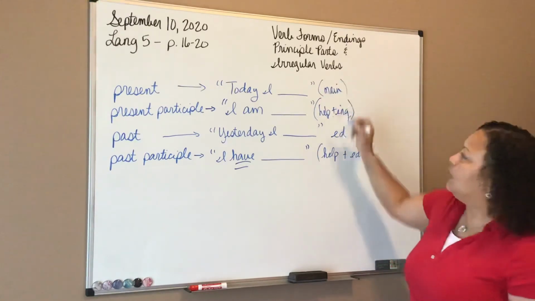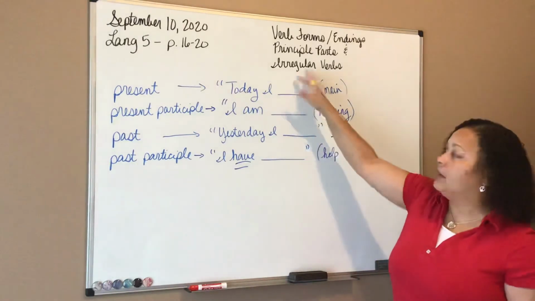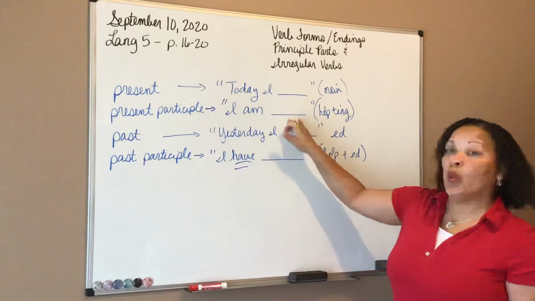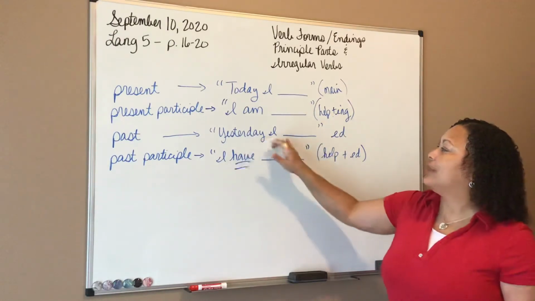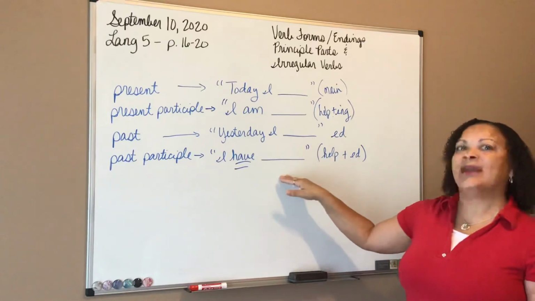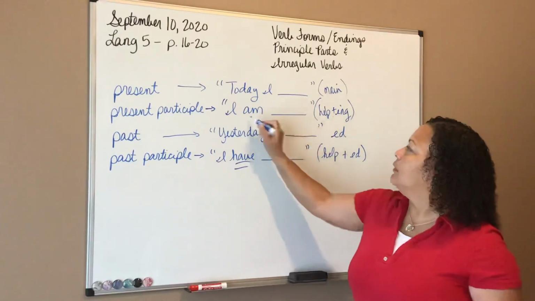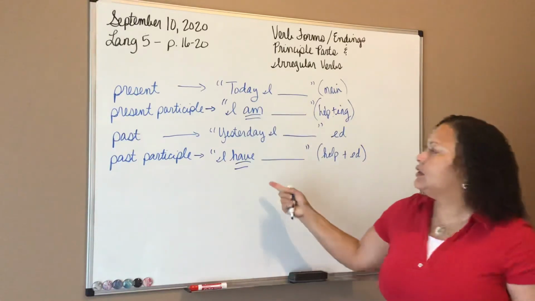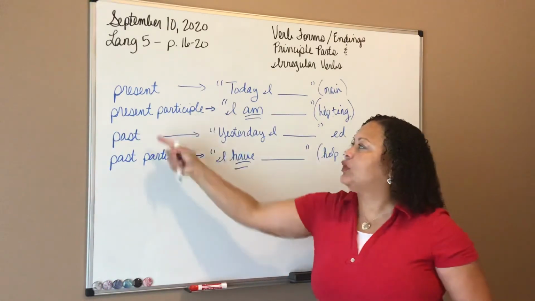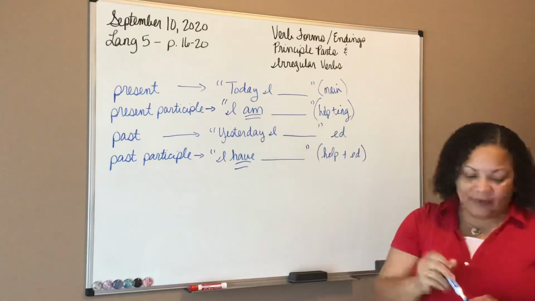Okay? All right. Today I walk. I am walking. Yesterday I walked. I have walked every day. Okay? Does that make sense? This is our helper right there. So notice your participles, your present participle and past participle, both have helping verbs.